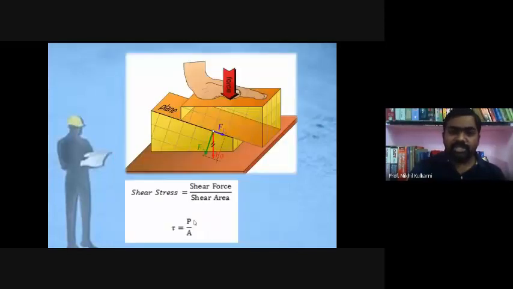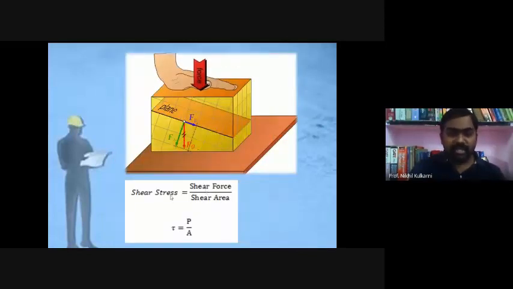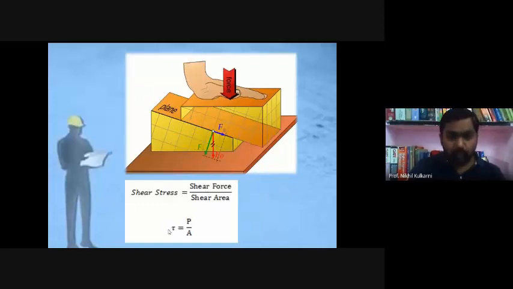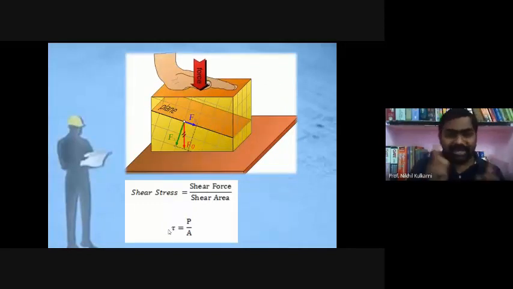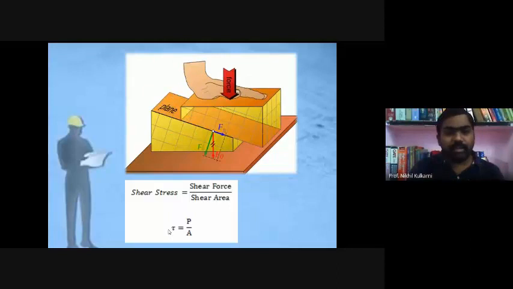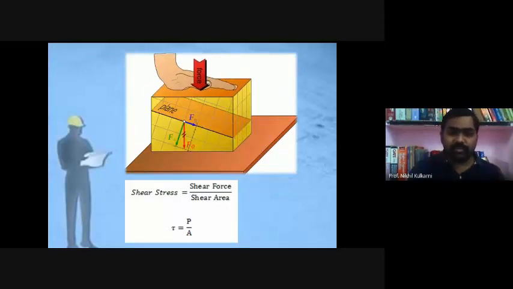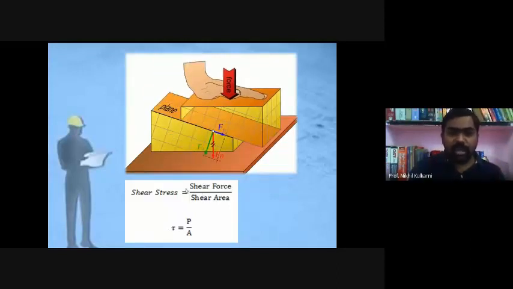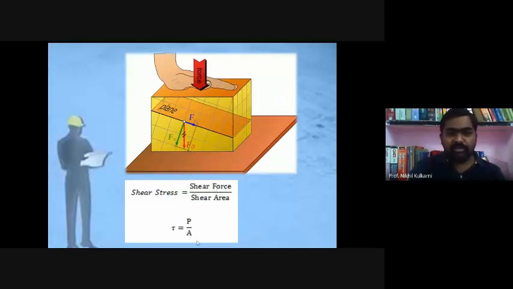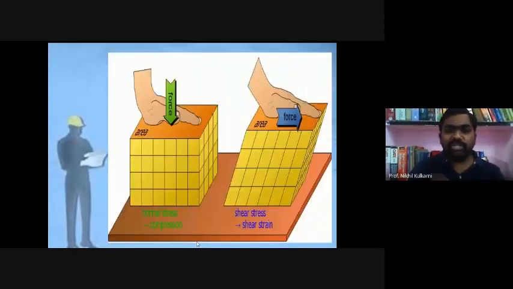So that is the shear force divided by shear area, and that shear stress was denoted by tau. Compressive and tensile stress was denoted with sigma, but the shear stress was denoted with tau. Okay, and it is given as shear force divided by shear area. We'll go for the shear strain also.